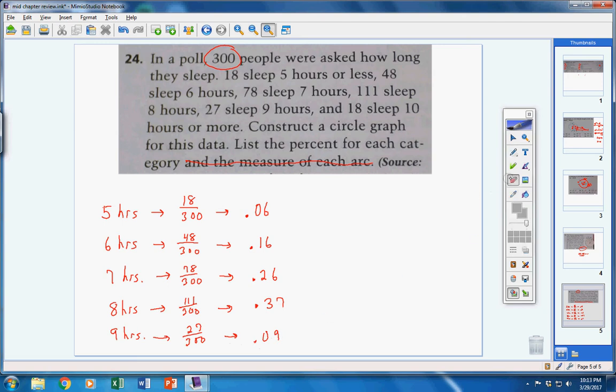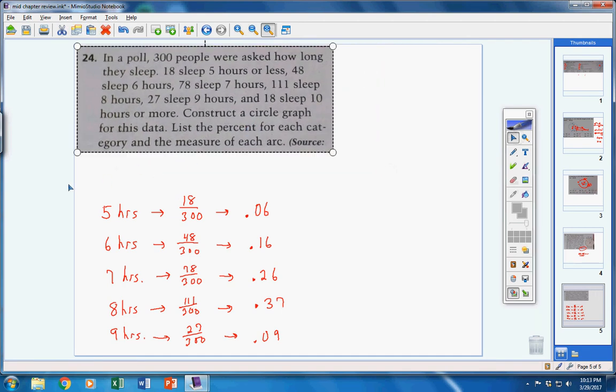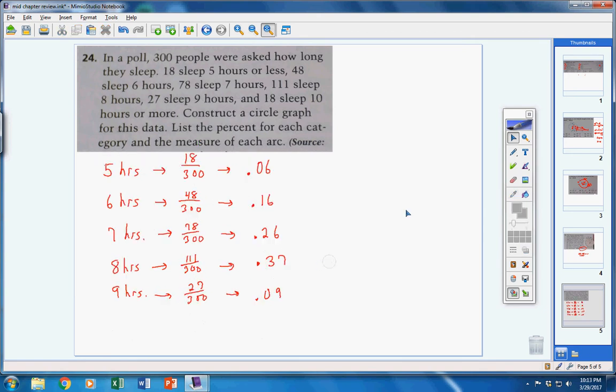And then let's do this. All kinds of fun things we can do here. Slide that up. And 18 people got 10 hours sleep or more. That'd be nice. Alright, 18 over 300. 18 divided by 300 is 0.06.